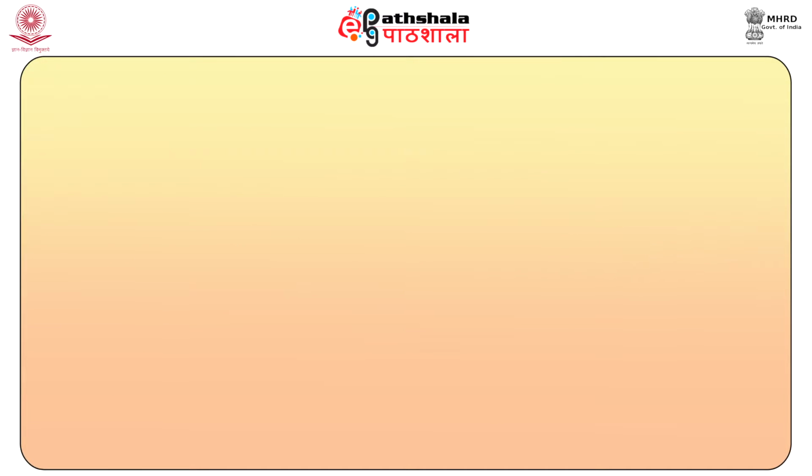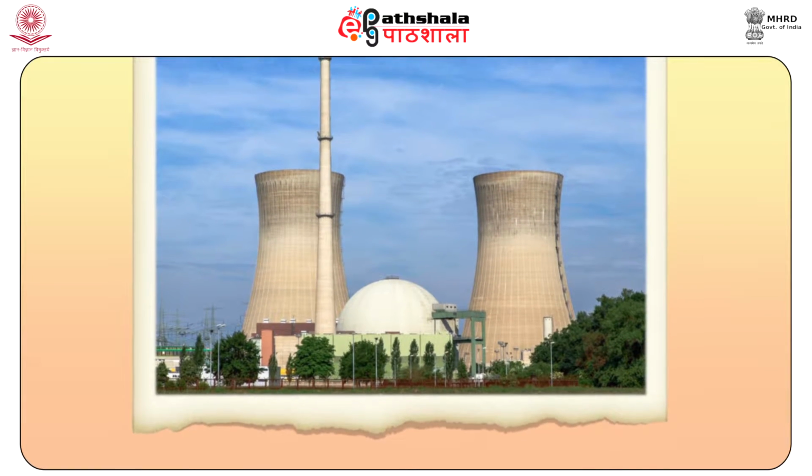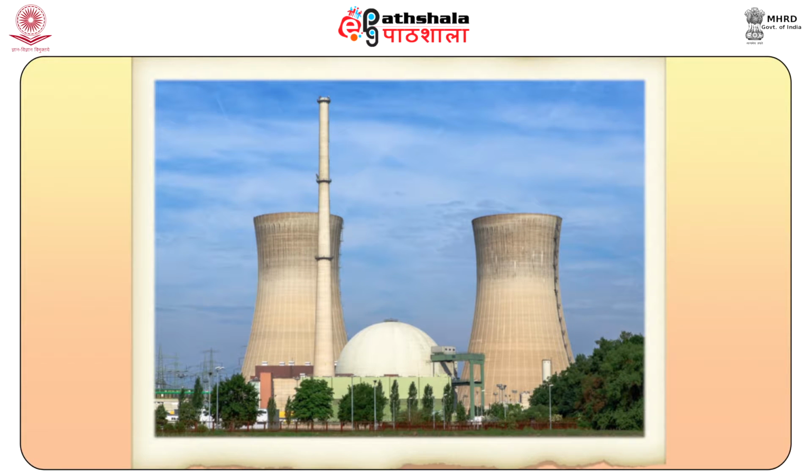Anthropogenic sources. Nuclear power stations are responsible for the production of radioactive waste. Nuclear waste produced from nuclear power plants may generate low to medium radiation. This results in contamination of air, water, and soil. Radioactive wastes are harmful because they cannot be degraded chemically or biologically.